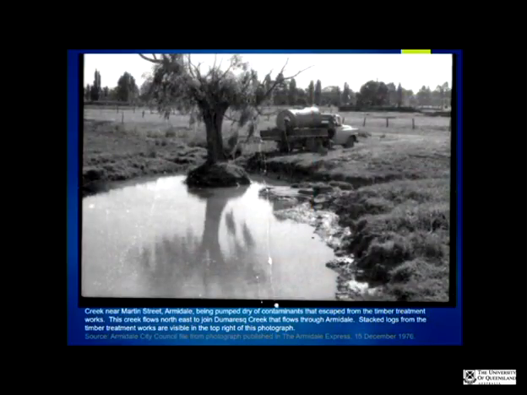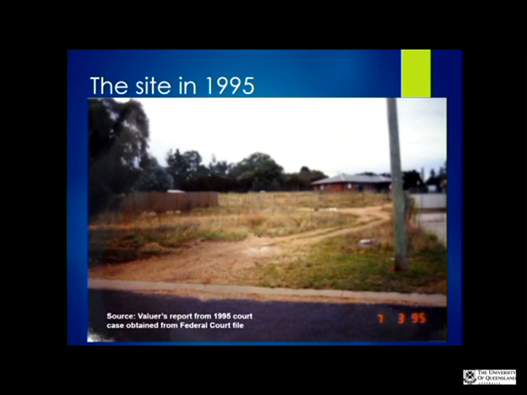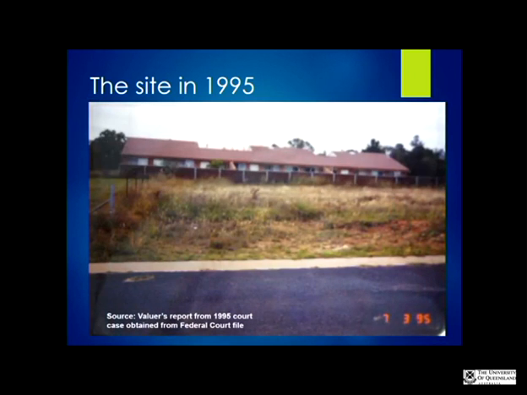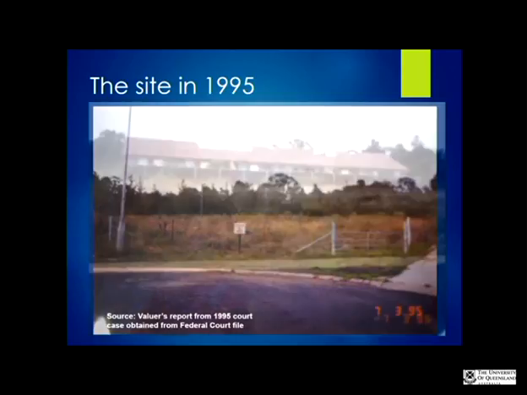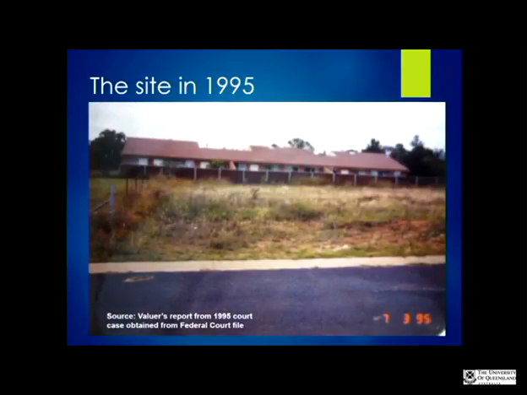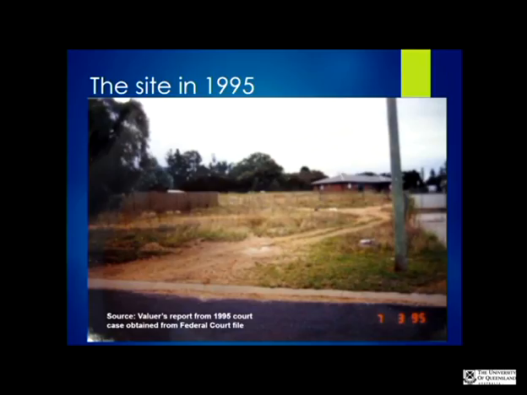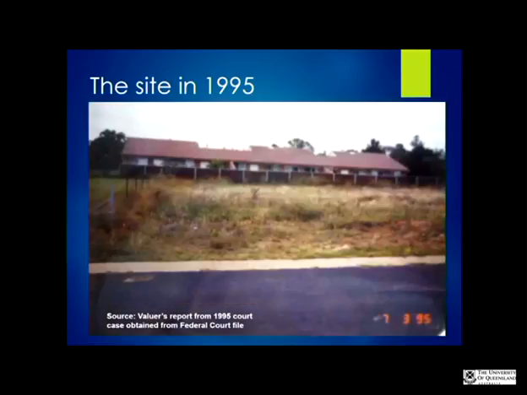This is that creek being pumped dry of the contaminants that had escaped from the timber treatment works, and that creek then flows down into a bigger creek that goes through Armidale. This is what the site looked like in 1995. So this was when things started going to court and the court action was brought. And what you can see is there was no obvious reason for the purchaser to be concerned about contamination on the site.